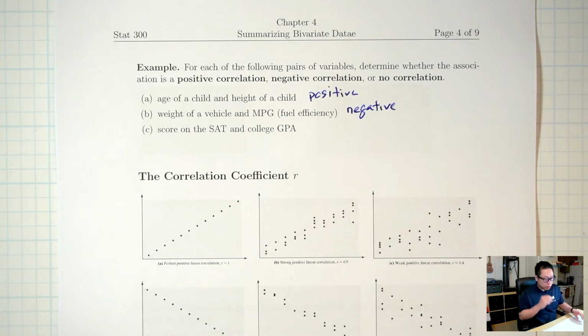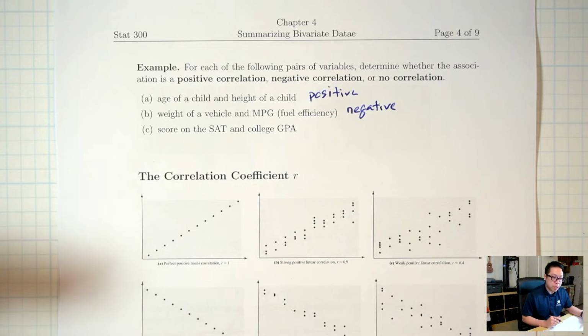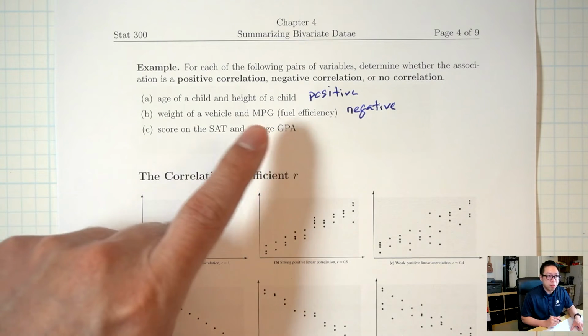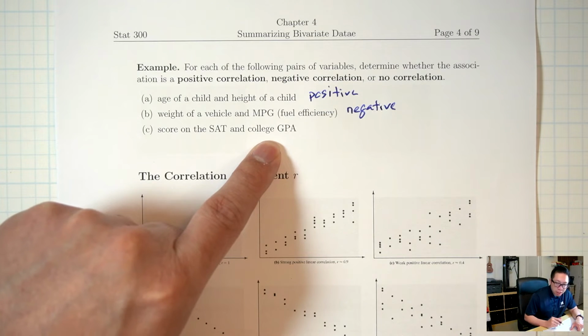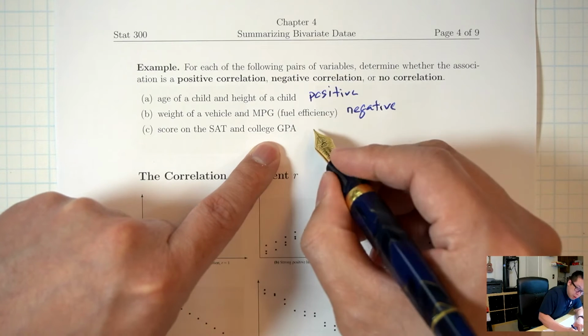Part C, score on the SAT and college GPA. So as the score on the SAT goes up, do we expect, so if a student scores higher on the SAT, do we expect that student to have a higher or a lower college GPA? Probably higher. So this is probably positive.